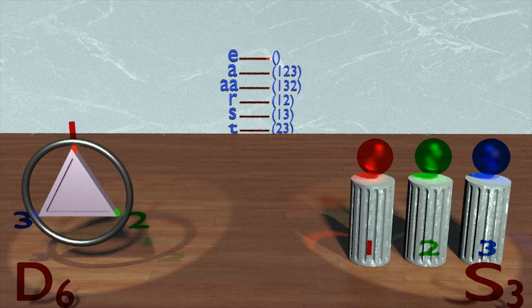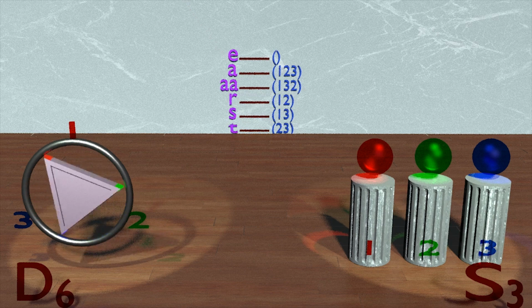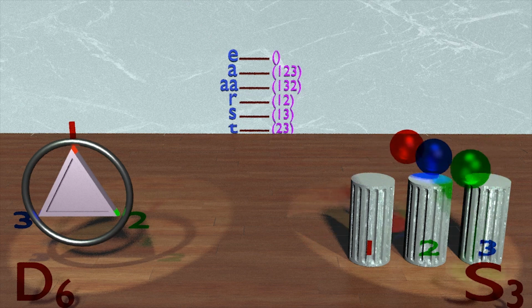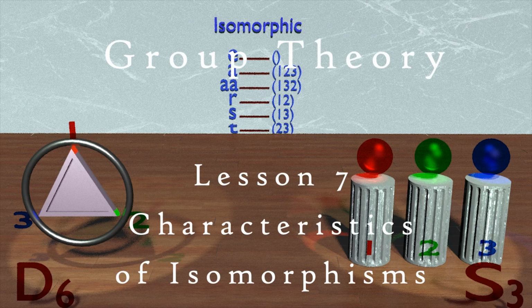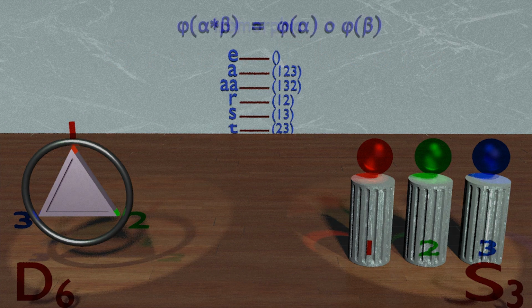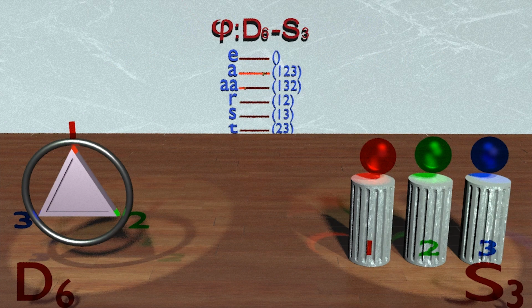Our last video showed the equal-shaped relationship between the symmetries of an equilateral triangle, D6, and the permutations of three objects, S3. We called these two groups isomorphic. In this video, we'll explore characteristics of the isomorphism that we can use in our study of group theory. Recall our homomorphism equation. Now, let's show our mapping phi from D6 to S3 as a bijection.